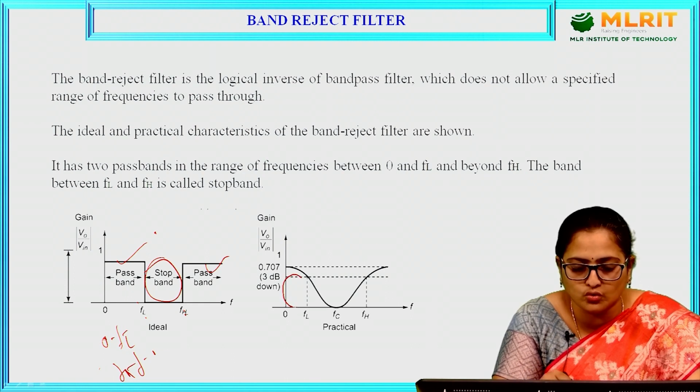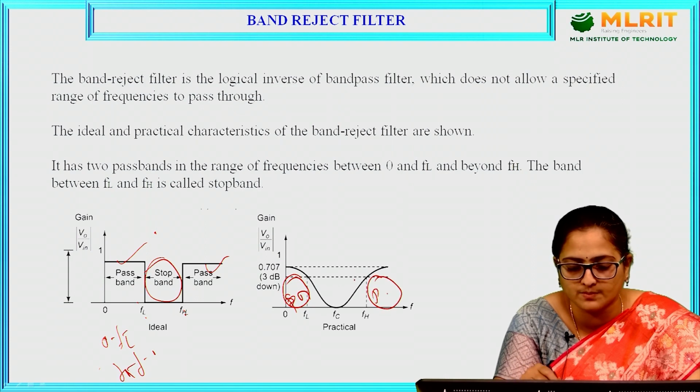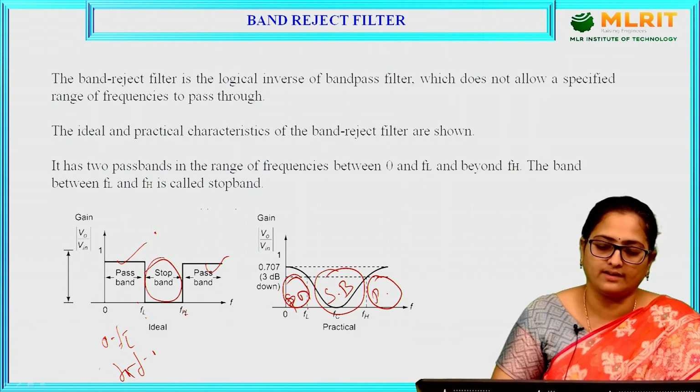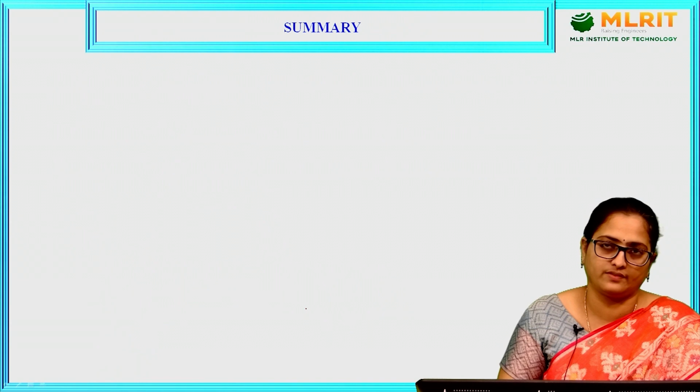Practically, from 0 to FL it is called a pass band, and from FH to infinity it is called a pass band, and this is called the stop band. That is, only a certain band of frequencies will be stopped. These are the ideal and practical characteristics of band reject filters.